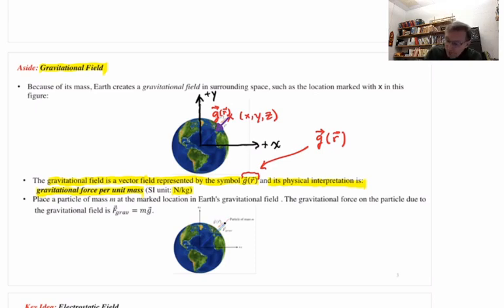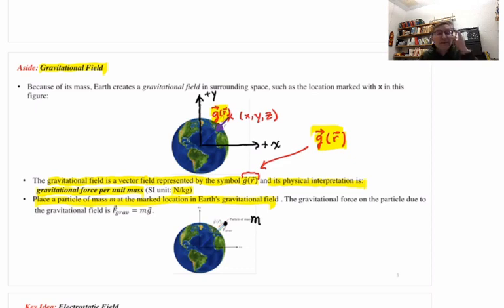Let's say I've told you the magnitude and the direction of that gravitational field at the point X. We know the direction. It's towards the center, towards the origin. Here's where the next big step is. Suppose somebody comes along with their favorite pet particle that has some mass m, and they place it at the point where I had the red X. Place a particle of mass m at the marked location in Earth's gravitational field. So now there is an actual particle put there. It's got some mass m.